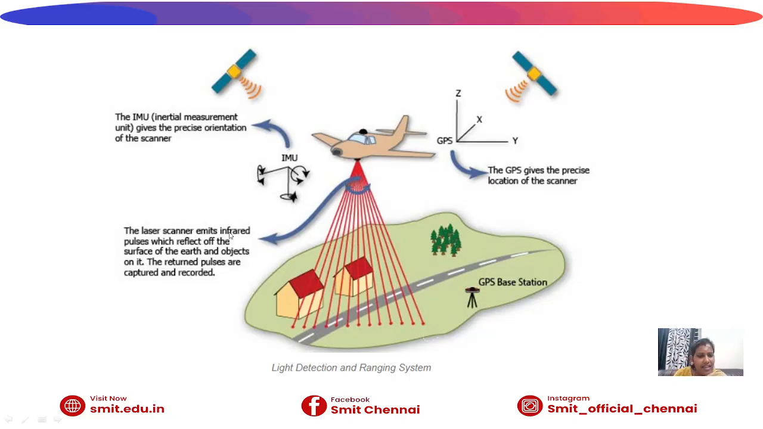For example, the LiDAR laser scanner emits an infrared pulse which reflects off the surface of the earth and objects on it. The returned pulses are captured and recorded. Here there is a GPS, and here there is an IMU for the detection. The IMU is an inertial measurement unit which gives the precise orientation of the scanner, and the GPS gives the precise location of the scanner. Here is the GPS base station. By using these we identify or measure the distance from the flight to the surface, right?